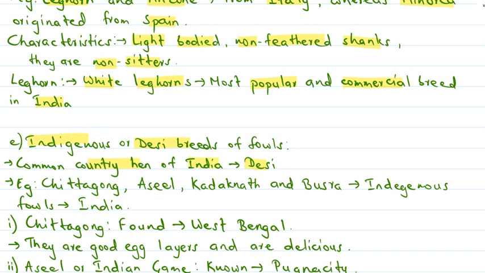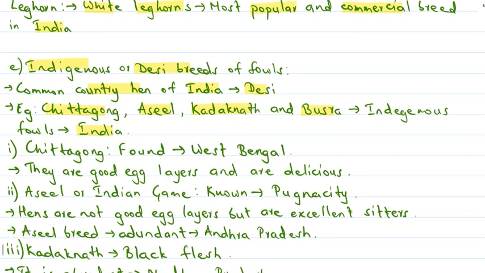But in spite of having these advantages, they have several disadvantages as well. Like they grow slowly, they are smaller in size, they produce small sized eggs, they produce fewer eggs. And some of the examples are the Chittagong, Asil, Kadaknath, and Busra. These are the indigenous fowls found in India. Alright, then we talked about each of them separately.